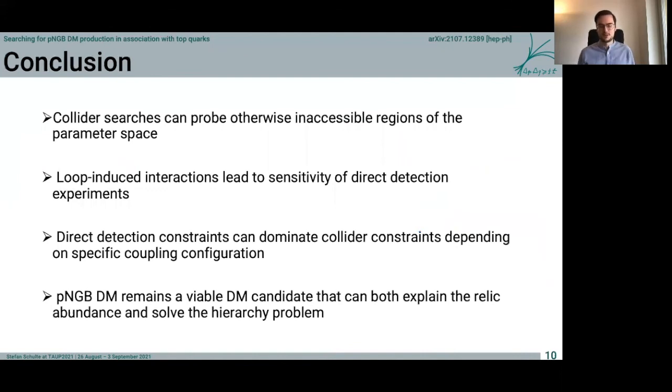Now, this brings me to my conclusion. So collider searches are essential for a complementary search strategy for pNGB dark matter, and the t t-bar plus missing energy channel gives competitive constraints compared to the VBF Higgs production channel. We have further found that you get very strong limits from dark matter direct detection experiments if you include loop-induced processes with the dark matter fermion interactions. So all in all, according to our analysis, pNGB dark matter still remains an interesting candidate to explain the dark matter puzzle in the universe and solve the hierarchy problem.